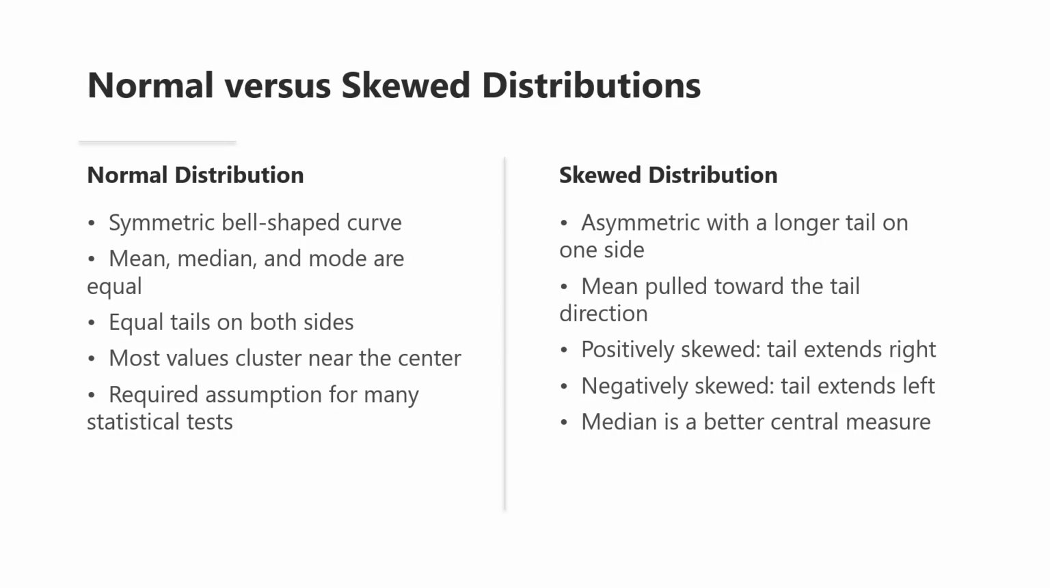Here's a memory technique that is going to make this easy for you on the exam. The tail tells the direction of the skew. If the tail points right, it is positively skewed, which means right skewed. If the tail points left, it is negatively skewed, which means left skewed. And remember, in skewed distributions, the mean is always pulled toward the tail. This is why the median is preferred over the mean when data are skewed. The median stays in the center regardless of extreme values, while the mean follows the tail.